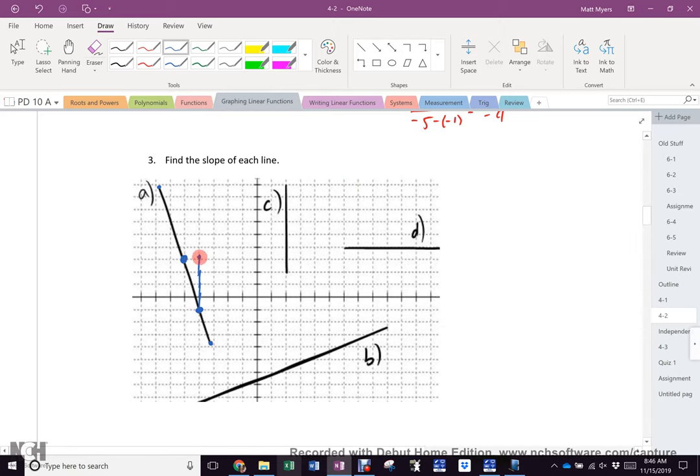1. But it was to the left, so it is negative. So what's the slope? Pardon me? 4 over negative 1. Would we ever write that? Would the teacher accept that? What is it? Negative 4. Everybody cool?